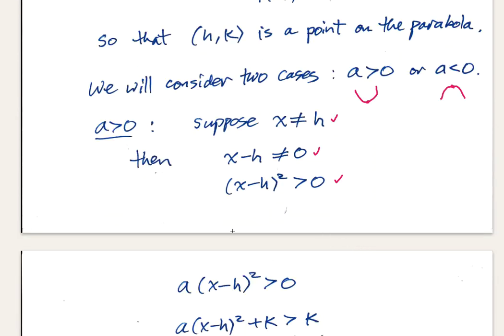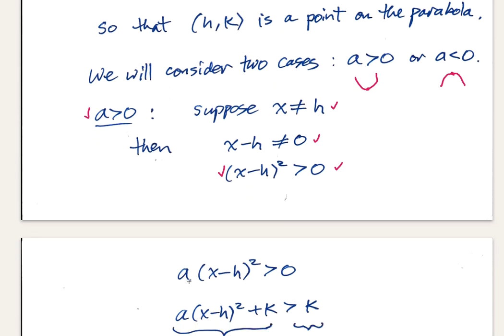Now, I'm going to go like this. What would a times x minus h squared have to be? Well, here's what I'm doing. I'm multiplying a and x minus h squared, right? You see that in this case, those are both positive numbers. A is greater than 0, that means positive, right? X minus h squared is positive. The product of two positive numbers would be positive, so that would be greater than 0.